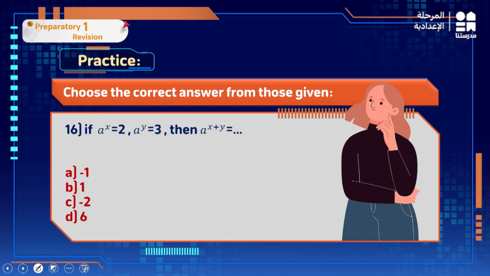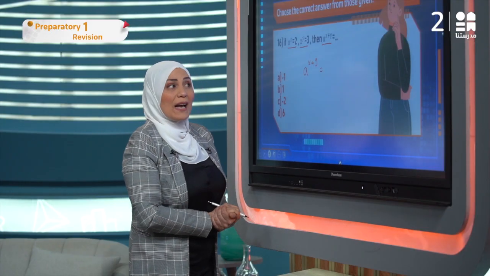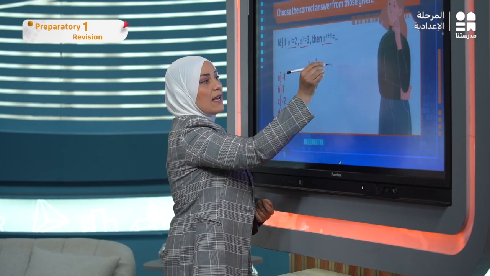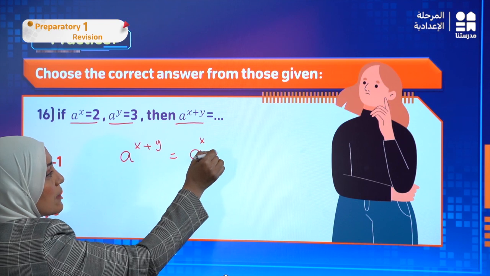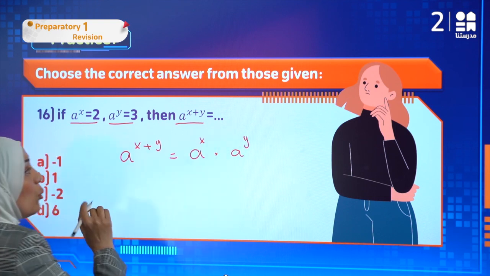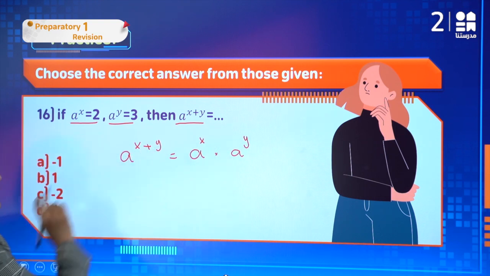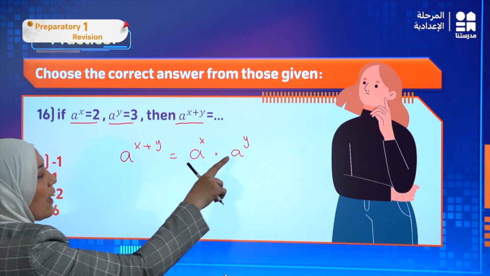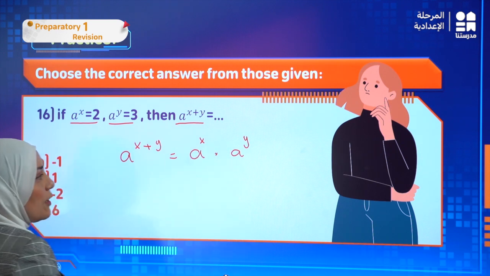Number 16. If a to the power of x equals 2 and a to the power of y equals 3, then a to the power of x plus y. When we need to add the exponent, if we have multiplication for the same base, we can write it as a to the power of x times, I'm going to write it as a dot, a to the power of y. Why? Because in multiplication we will add the exponent. Okay, I started with the addition of the exponent, so that means I have to multiply a to the power of x and a to the power of y.